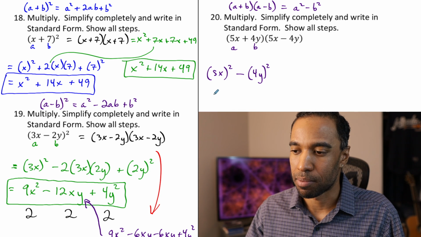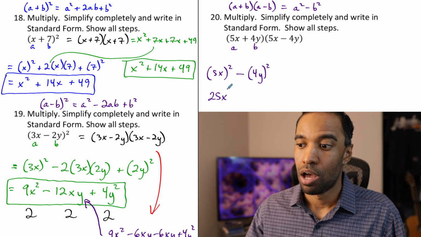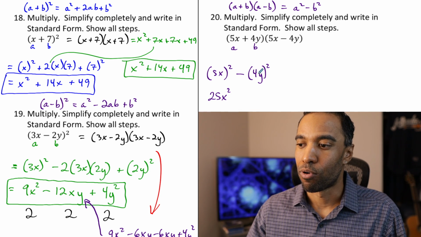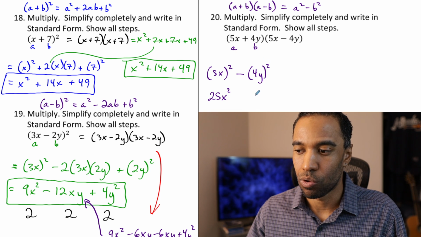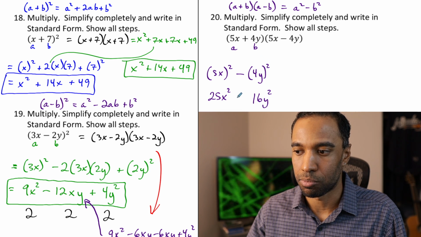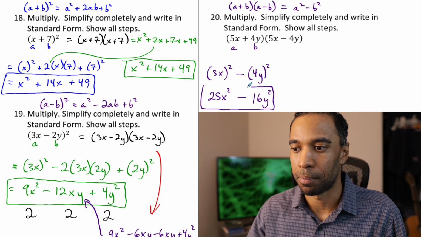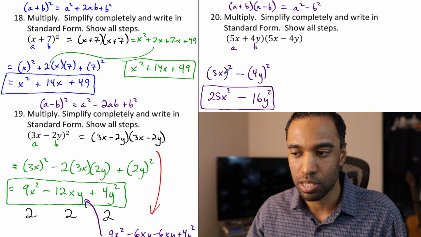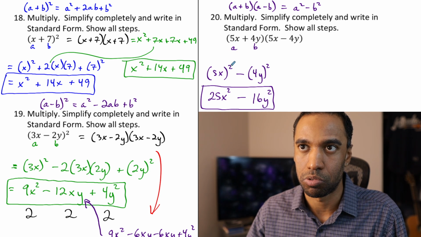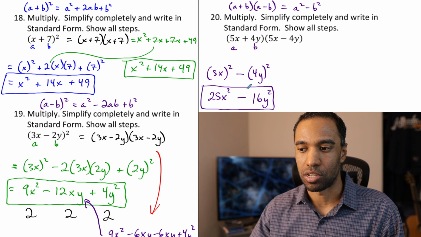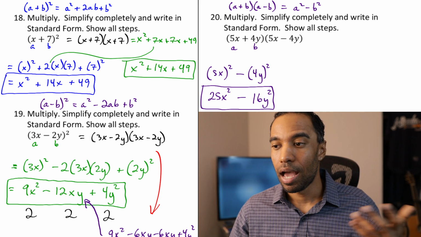5x squared is 5x times 5x. That's 25x squared. 4y times 4y is 16y squared, and we subtract, and that's the end result. Boom, boom, boom, right there. You don't have to write the in-between step right here unless you don't know what you're doing. When you square that 5x and you get that there, that's the end result.